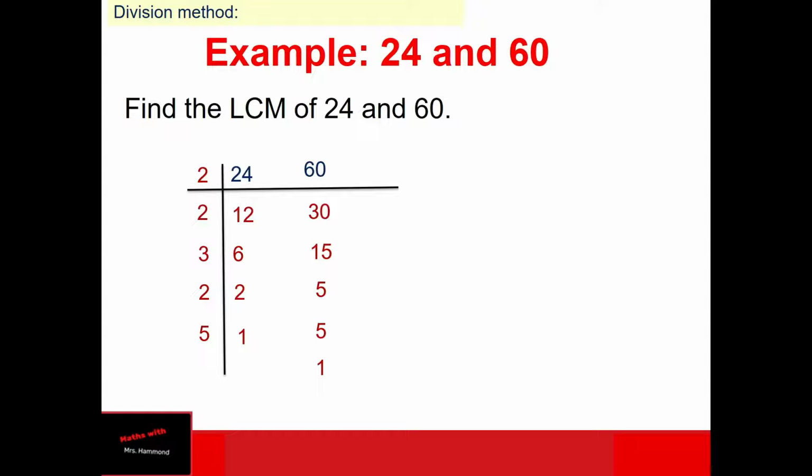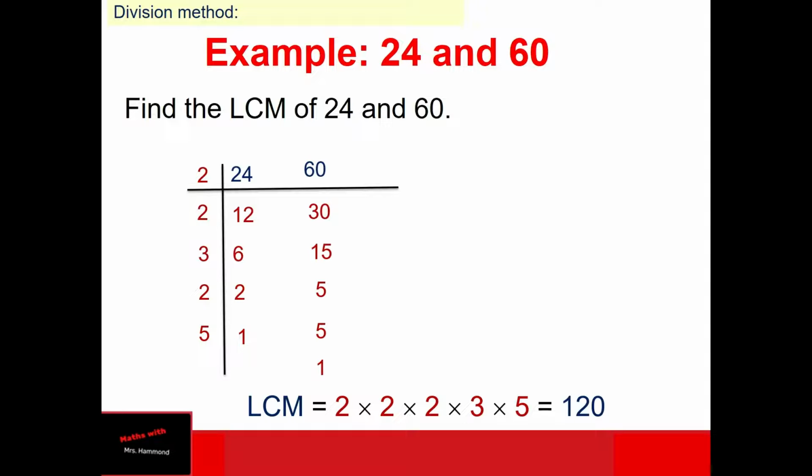5 divided by 5 is 1. So there you have it. We've ended with 1 for both numbers. So our LCM is just the product of all the prime factors listed to the right. So that's 2 times 2 times 2 times 3 times 5, which gives us 120, which is the LCM of 24 and 60.